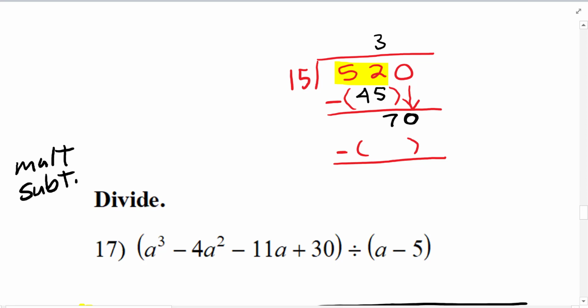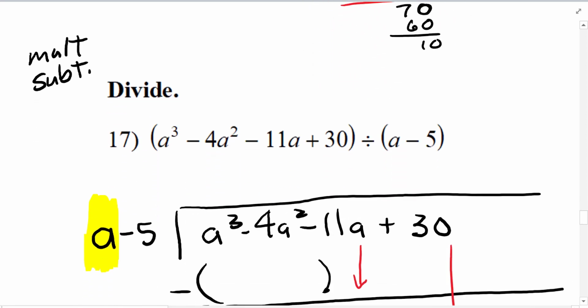Then you ask yourself, how many times does 15 go into 70? 4 times, with a remainder of 10. And one way to write that is you could write it as 10 over 15, and that would actually reduce to 2/3. So 34 and 2/3.